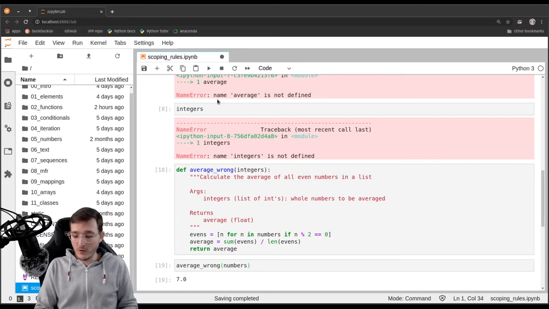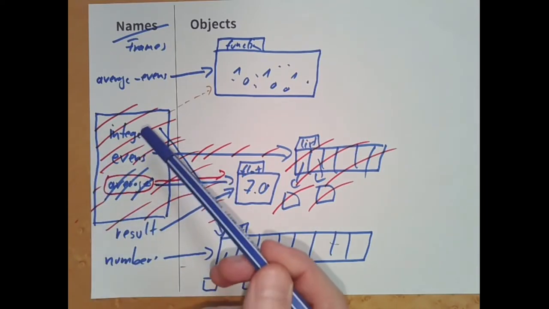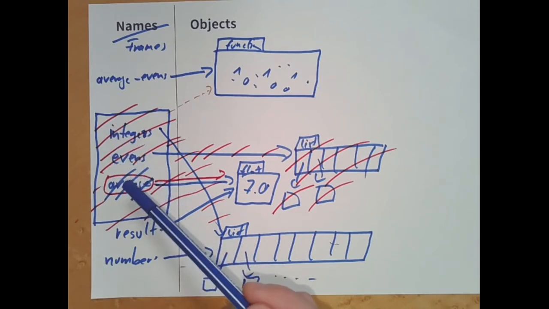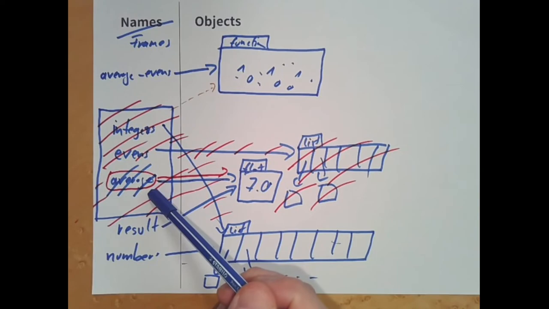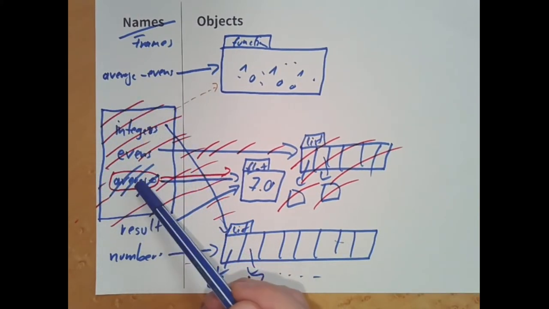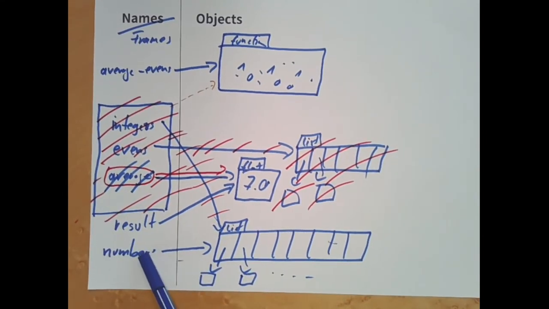Okay, so going back into our diagram, what that means is once we created the local scope with all the variables local to the function, the function still tried to look up the name numbers. It does not find it inside here, but then it goes to the outer level and finds numbers here and uses it.